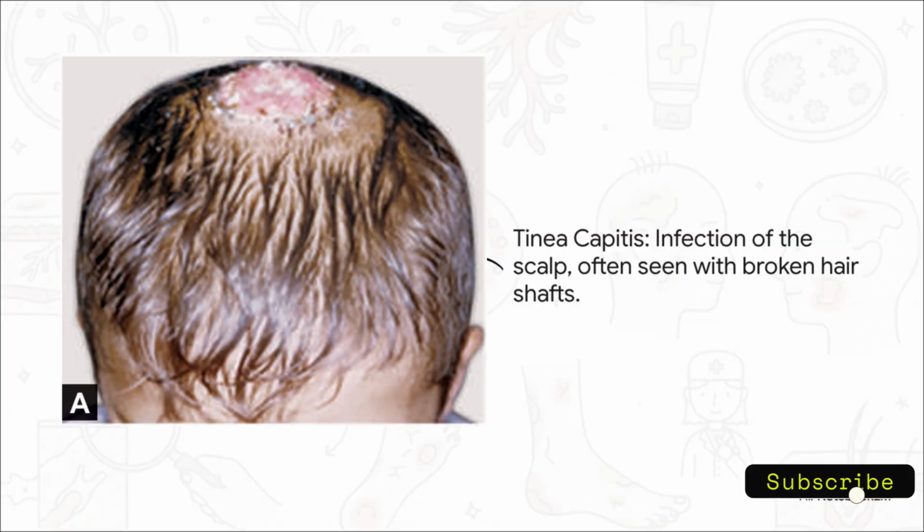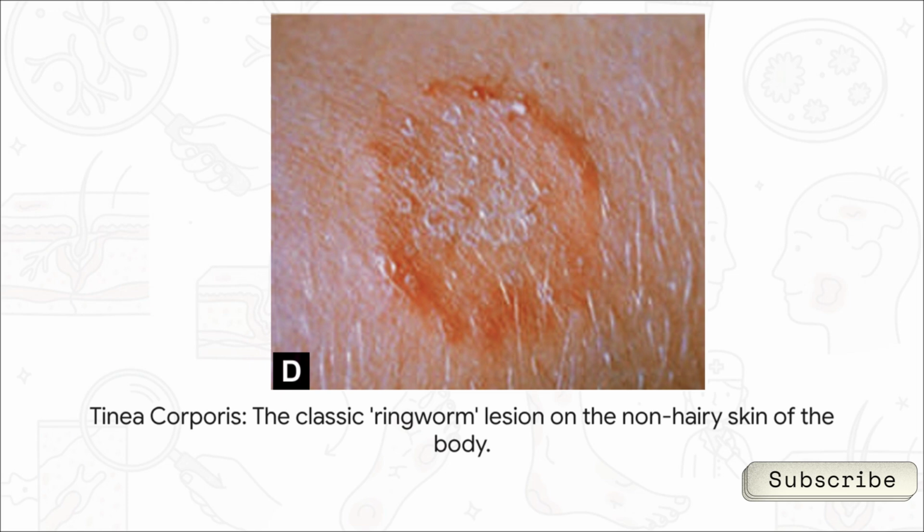And here's what tinea capitis looks like in real life. See that lesion on the scalp? A key sign is those broken off hair shafts. You might even hear about black dot tinea capitis, and that's literally just the hair breaking off right at the surface, leaving little black dots. It's a classic sign.